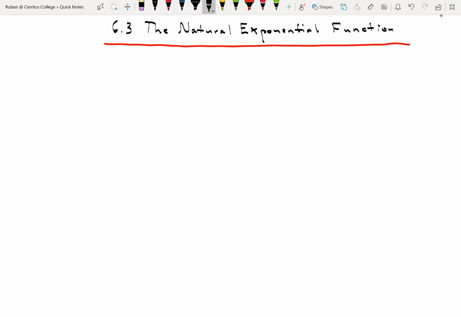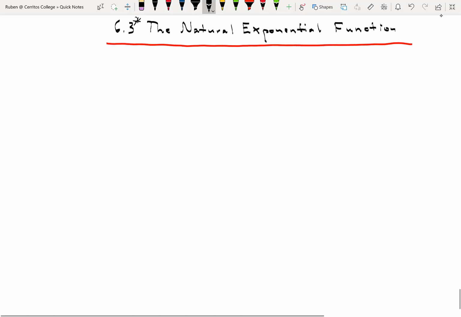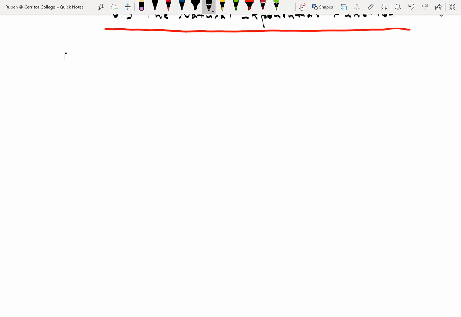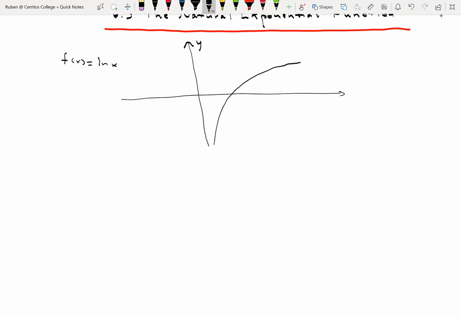I guess before I even do that, I should mention that this is section 6.3 star or asterisk in our textbook. Okay, so in our last section, we studied the natural logarithm function, f of x equals the natural log of x, and we learned a whole bunch of stuff about it. In particular, we learned that it behaves just like one of the logarithms that you studied in pre-calc.